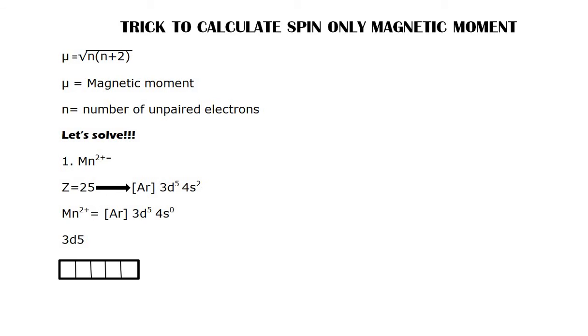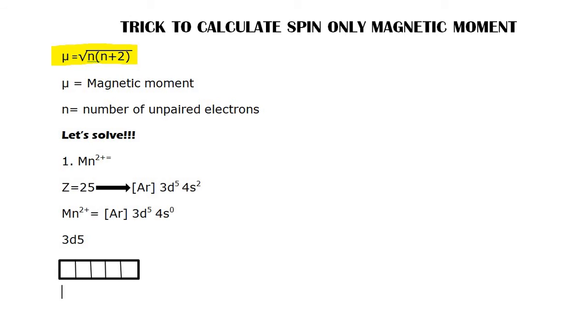In today's video we shall learn how to calculate the spin only magnetic moment. So the formula is mu is equal to square root of n into n plus 2. This is the formula you need to use if you want to calculate the spin only magnetic moment. Here mu stands for the magnetic moment and n stands for the number of unpaired electrons.